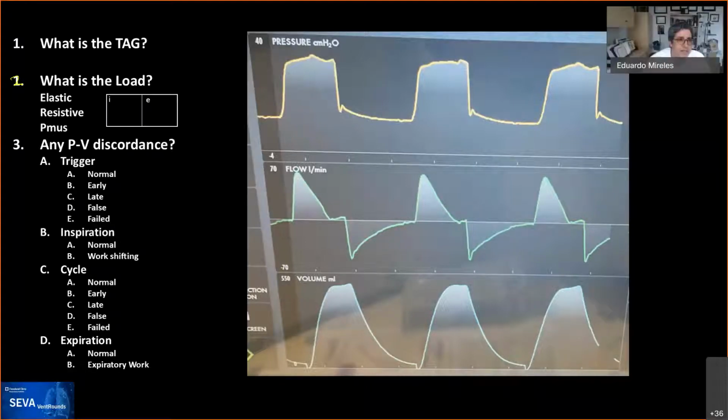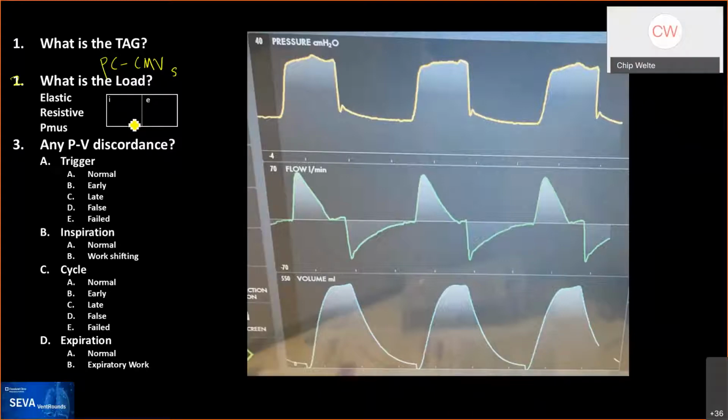All right, so the tag I'll say is PC-CMVs. Very good. What else? All right, the load for inspiration. There is very mild PMUS here, but nothing really crazy. But I'll say some PMUS for inspiration, and then expiration looks pretty normal. So if anything, I'd say maybe some elastic. I don't really see any work shifting in the expiration.